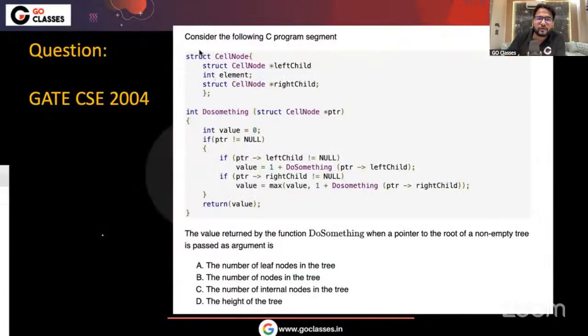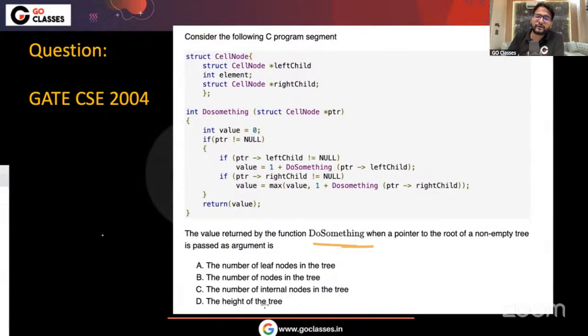Okay. So consider a C program. So basically some program is given. They are saying, what is doSomething basically doing? You notice one thing here: if ptr is not null, then you do something. If ptr left child is not null, then go to the left child and 1 plus that. If right child is not null, then go to the right child and 1 plus that, and take the maximum of these two. If you're taking the maximum, are you counting something? Does maximum count something? Using the maximum, can you find the number of leaf nodes, number of nodes? No, right? Number of anything you cannot find out.